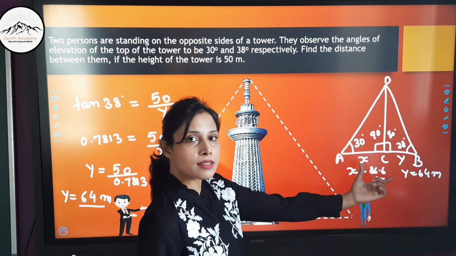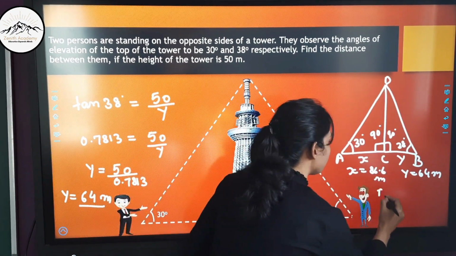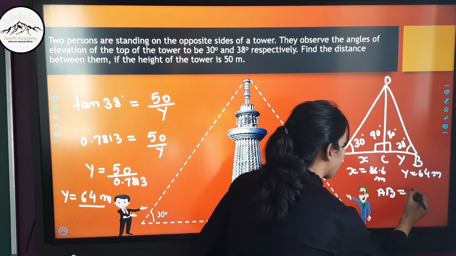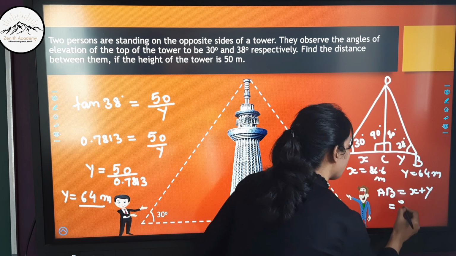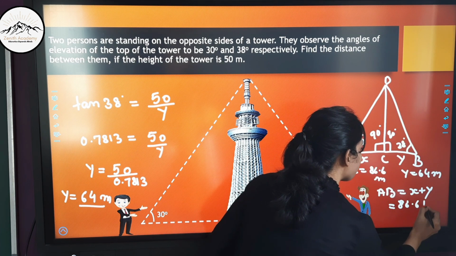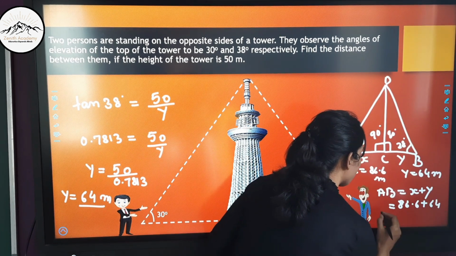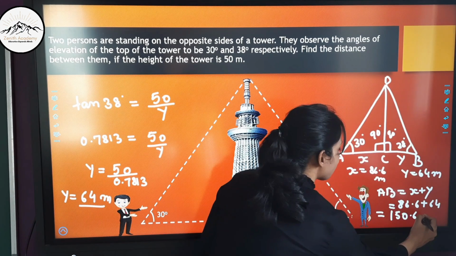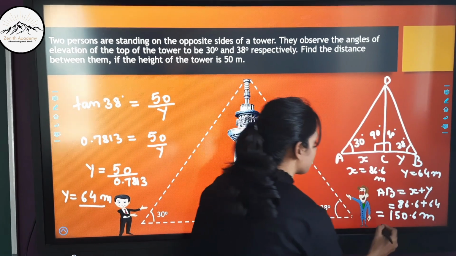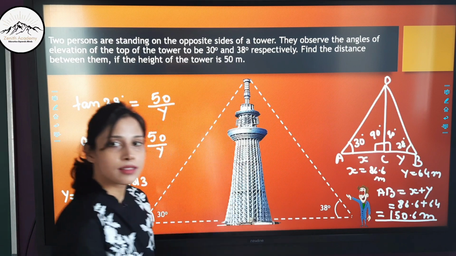Now finding AB is easy. What we need to do? We need to add X and Y. So what is the value? 86.6 plus 64, it will give us 150.6 meters, and hence the answer.